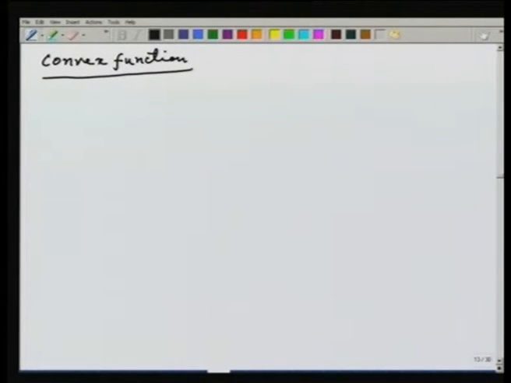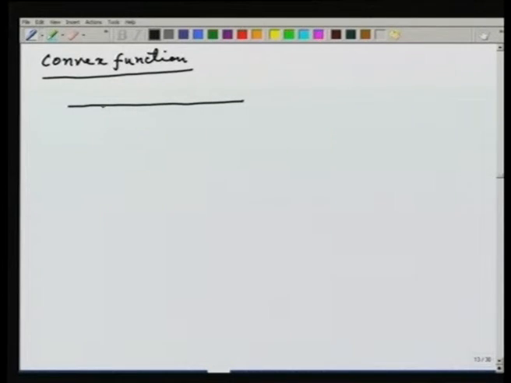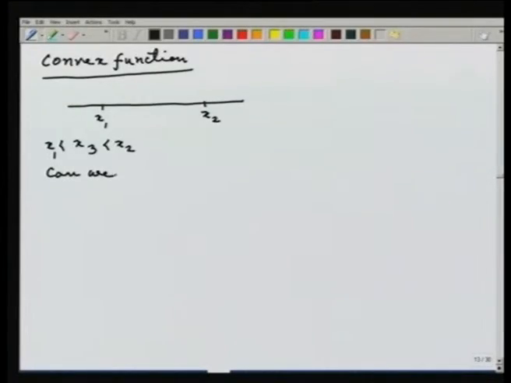We will first start with convex combination of points. The question is this: suppose I have the real line, this is a point x1, this is a point x2. Now, if I look at an x3 which satisfies that it is bigger than x1 and less than x2, then is there any way of expressing the point x3 in terms of x1 and x2?